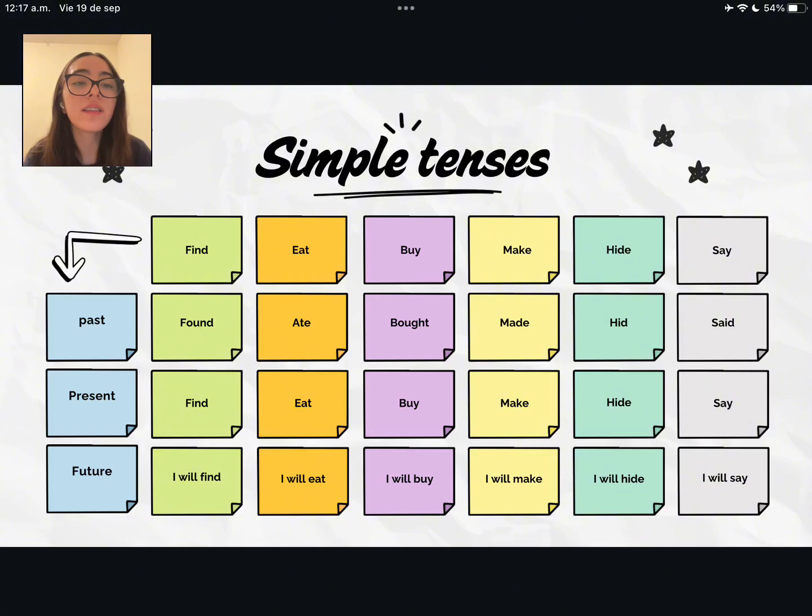Well, we have eat, the easiest one. In past it is going to be ate, and present stays the same, eat, and in future I will eat. As you can see, in the future and present it doesn't change. Only in the past, which moves the action to something that has already passed. Regularly, they only add ed at the end, but in these examples, they can be different.